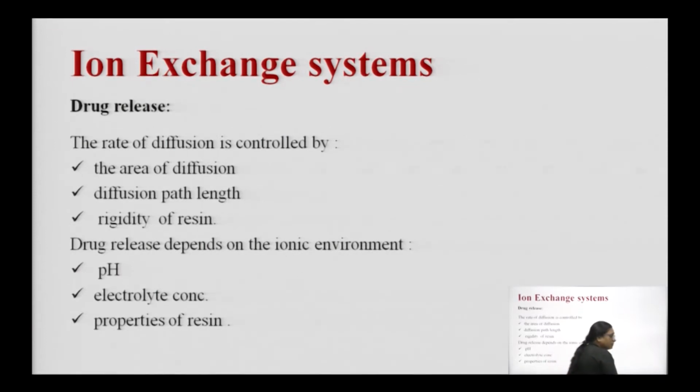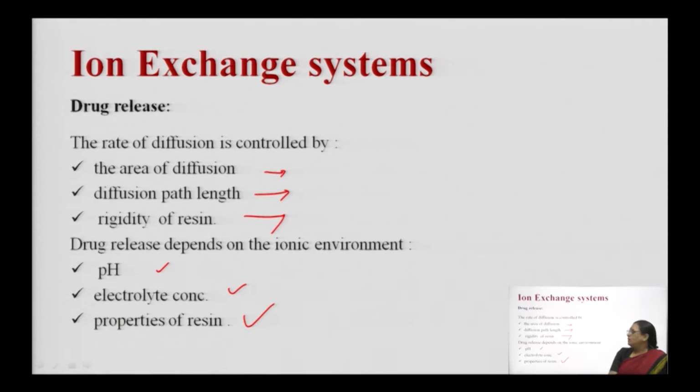The drug release rate from these drug resin complexes is affected by the ionic environment, that is the pH, the electrolyte concentration, and the properties of the resins. The diffusion rate of the drug from these resins will depend upon the area of diffusion, diffusion path length, and rigidity of the resin. The higher the area of diffusion available, the faster will be the drug release.